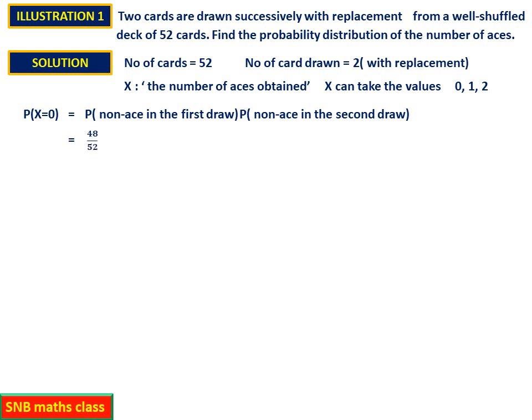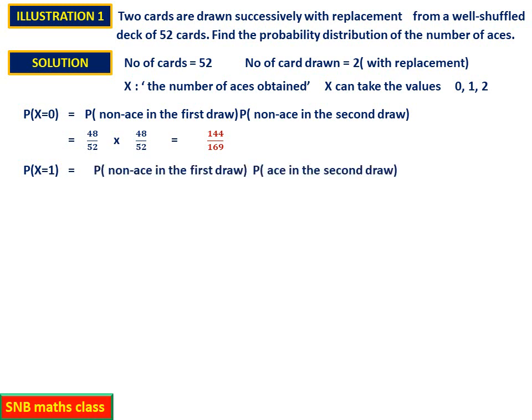So now this will be equal to 48 by 52 into 48 by 52, because out of 52 cards, 4 are aces and 48 are non-aces. So it is 48 by 52, 48 by 52. Of course you can simplify it by cancelling, which gives 144 by 169. Similarly, x equal to 1 means what?